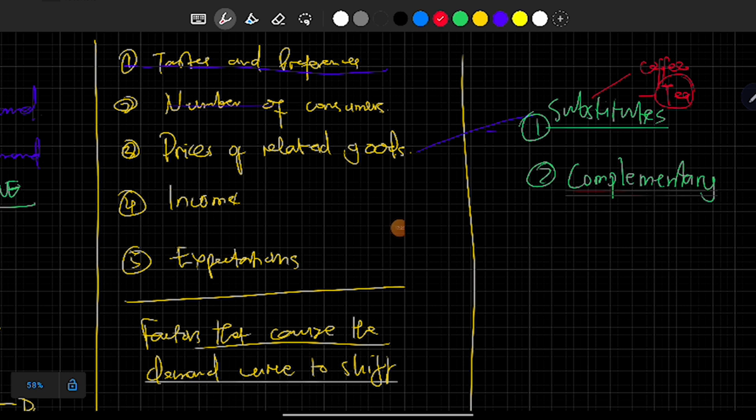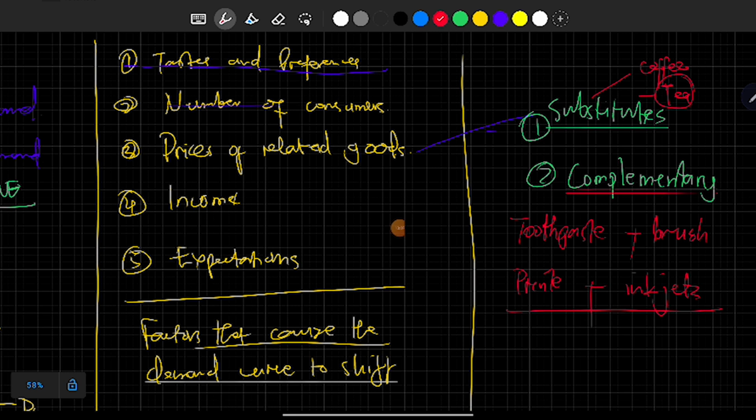Complementary goods: there are some goods, for example, toothpaste and a toothbrush, or a printer and inkjets. If you look at these sets of goods, you notice that these are goods that are consumed as a pair, meaning that the demand for complementary goods is related. If the price of a complementary good goes up, then the demand for both goods will decline because they are used together. And if the price of a complementary good goes down, then the demand for those two goods will also increase.